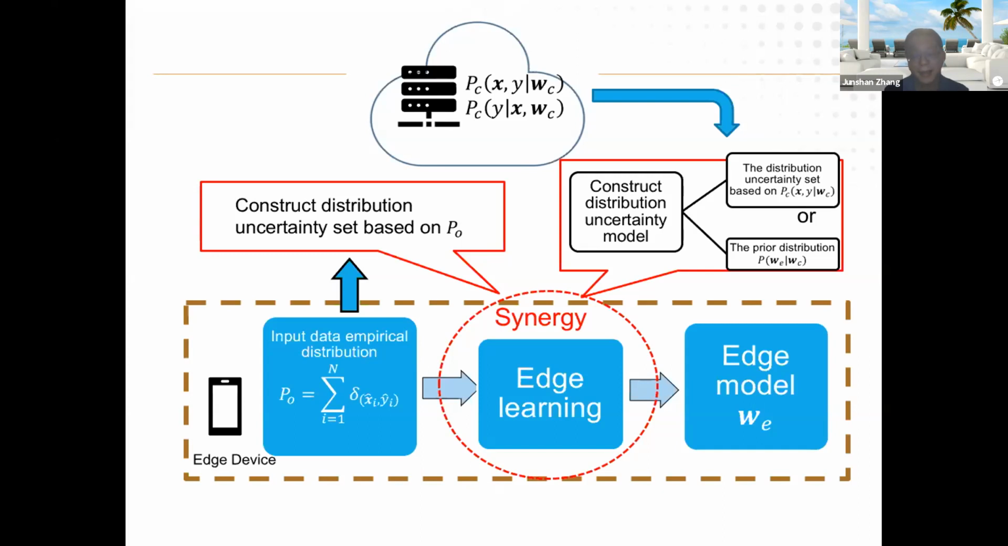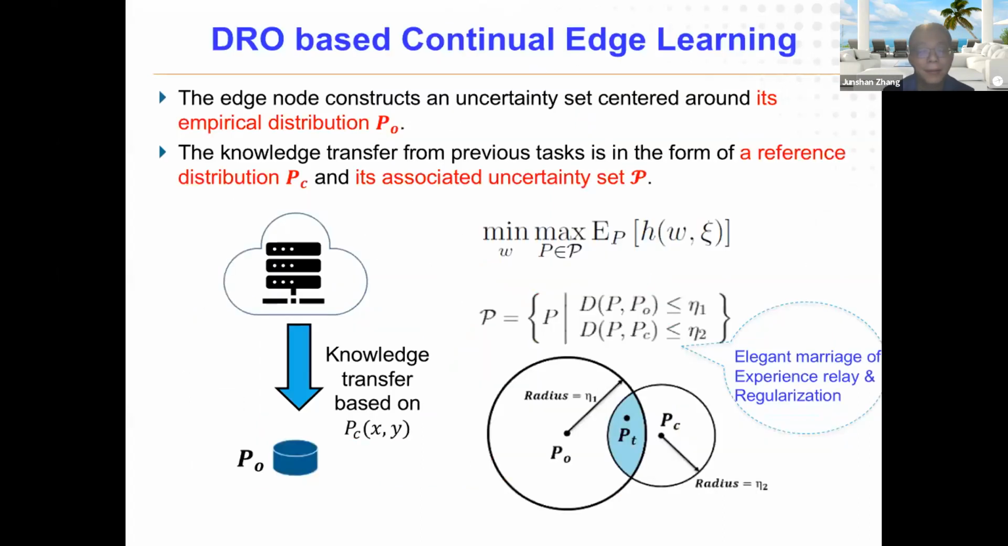In this way, we can come up with the DRO formulation, distributional robust optimization formulation, for continual edge learning. So let me just recap. For local data, we have an empirical model, P0. We construct a distributional uncertainty set centered around P0. And then we have a reference model, PC, from the previous task, which also has uncertainty. We can construct another distributional uncertainty set. This is for the knowledge transfer. So we now have two distributional uncertainty sets, and we can put both as constraints.